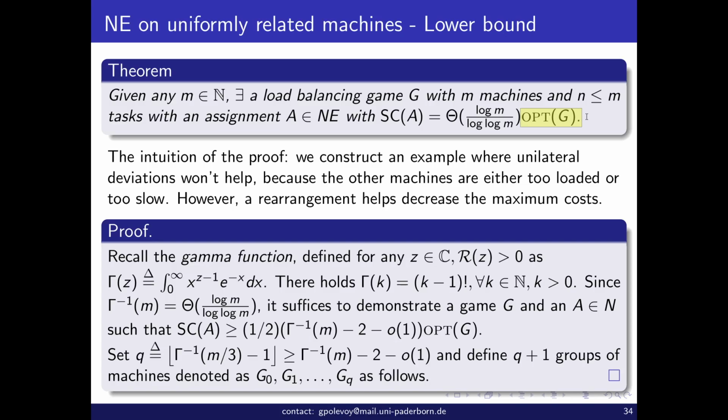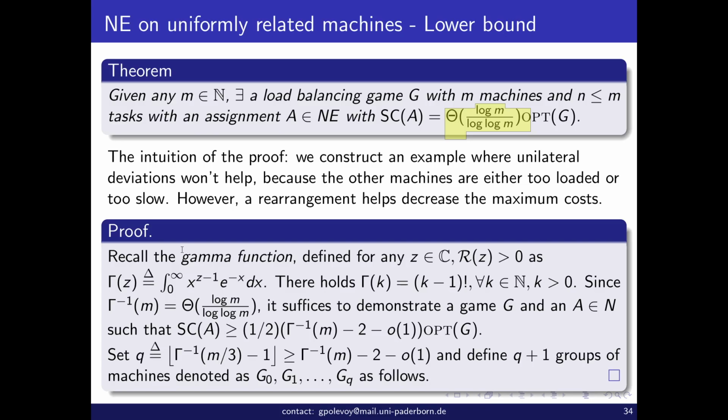So that's exactly the lower bound. The intention of the proof is that we construct an example of this assignment A, and it's going to be an equilibrium because unilateral deviations won't help, because the other machines will be either too loaded or too slow. So it will be an equilibrium, but it will not be optimum, because there will be another way to improve it. We have to rearrange things, and that will help decrease the maximum cost, which will thereby help decrease the social cost. So it's going to be an equilibrium which is going to be at a distance from the optimum by this factor.